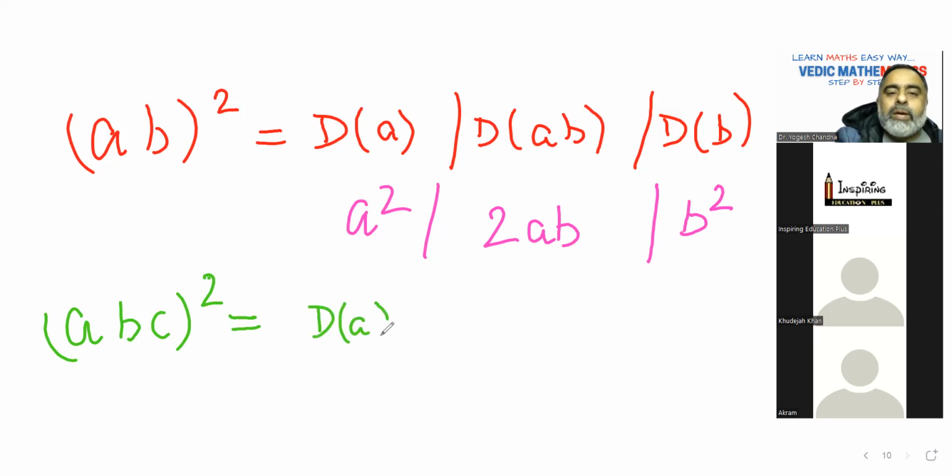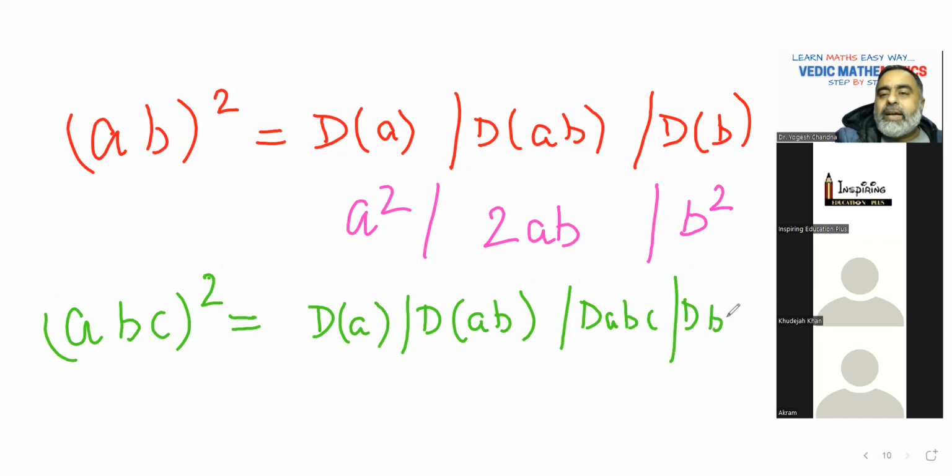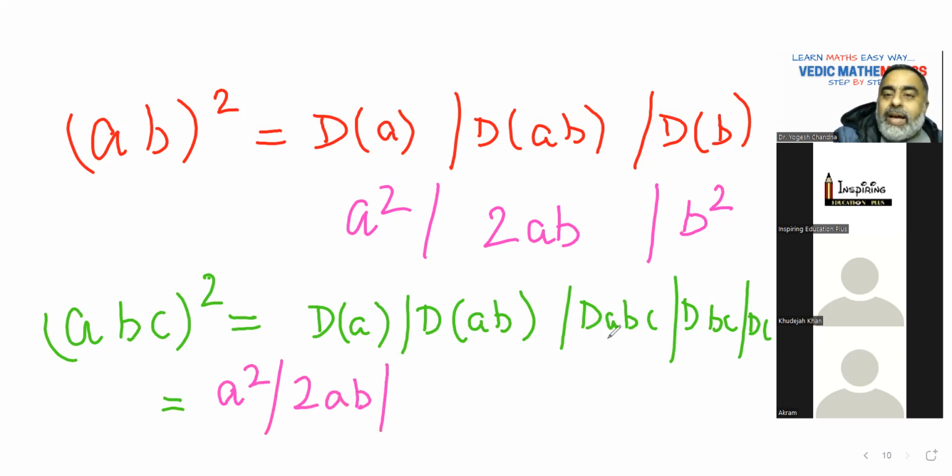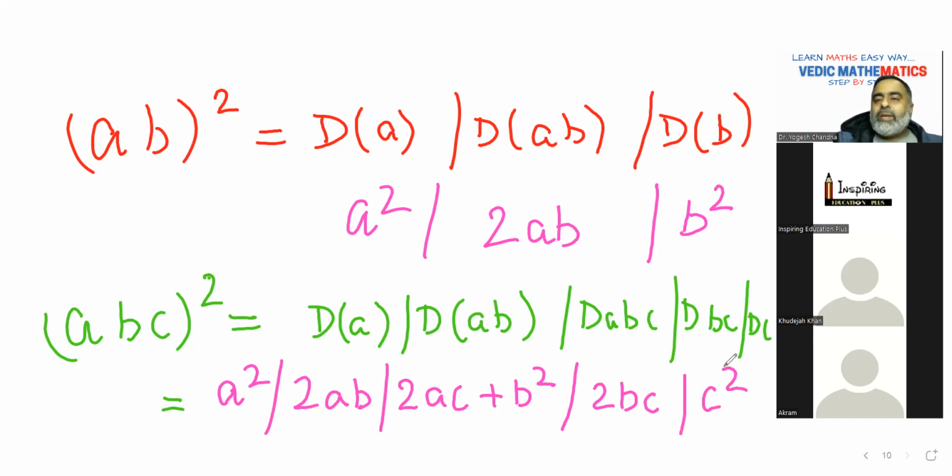D of A, D of AB, D of ABC, D of BC, and D of C. So what is D of A? A square. Then 2AB, then here ABC, so 2AC plus B square, then 2BC, then C square. Now is it clear or any question you have?